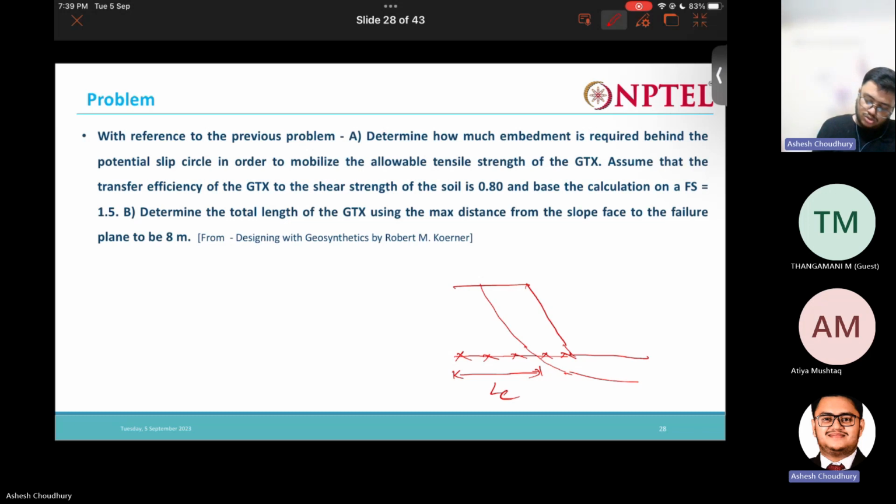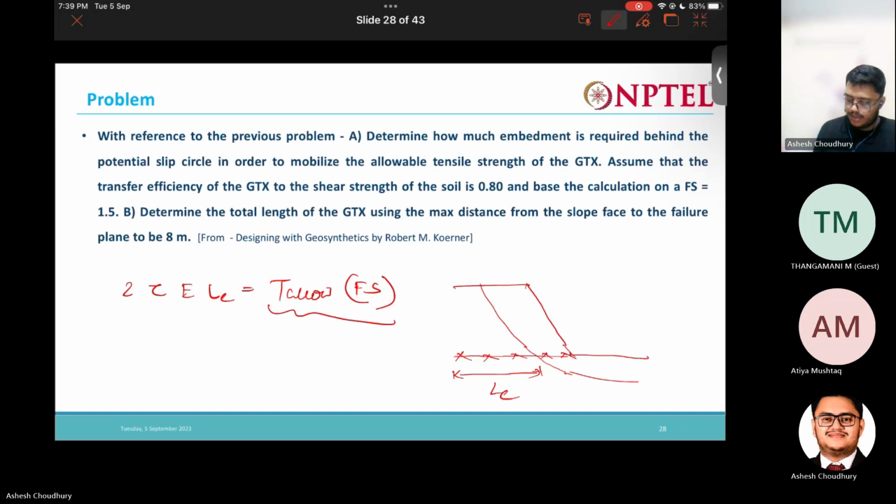So for that, what we need to do is, let me just write that first. 2 tau E times Le is equal to T allowable times the factor of safety. So this is the strength, right? And here we have twice tau because of top and bottom.